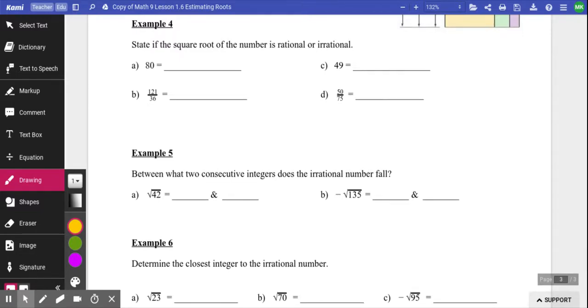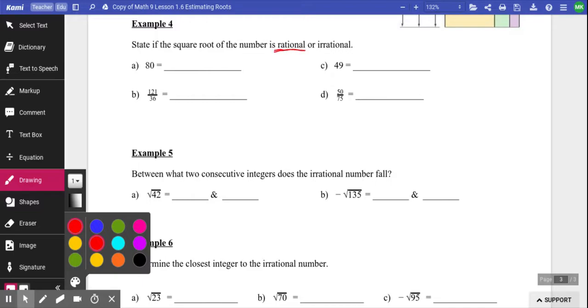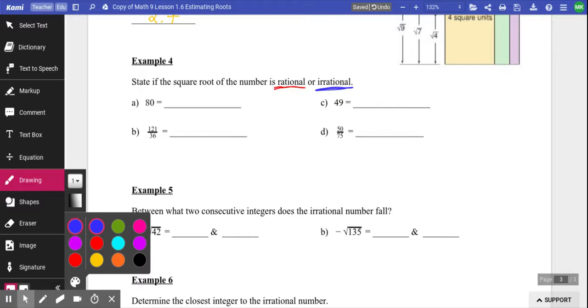Example 4 is going to bring in the definition of rational and irrational. So you did learn, I believe in grade 8, these two definitions. A rational number is a number that stops. So for instance, the number 2 stops. The number 2.1 stops. Number 2.123 stops. We call it a terminating decimal. That's the mathematical term for it. But a rational number just means it ends at some point.